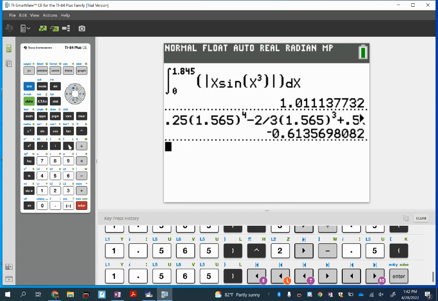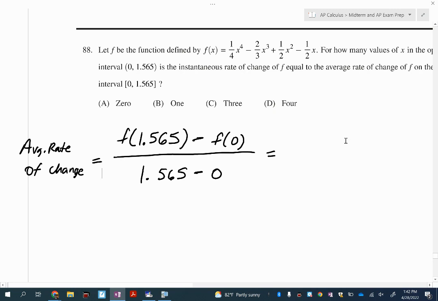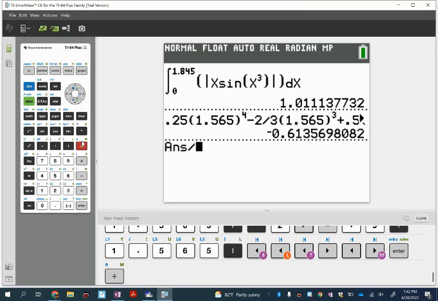All right, hit enter. This is not the average. That's not what you got? I thought I got it wrong, but I got the same thing. Okay, good. So that's not the average rate of change. That's the numerator, right? If I were to subtract f of 0, this is really nice. If I plug in 0, you get 0, right? 0 to the 4th power, that's all 0. What's the denominator become? Just 1.565. So let's just divide that. Hit divide, divided by 1.565.